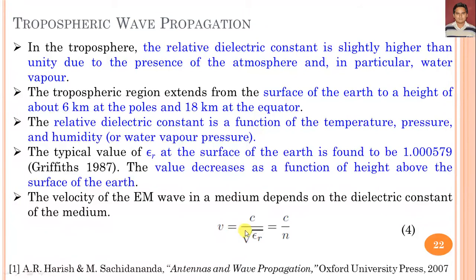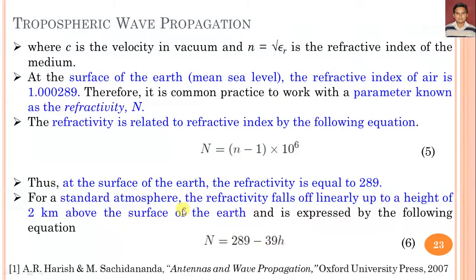V is equal to c upon root of epsilon r, which is equal to c by n. So here you can see the propagating velocity depends on the dielectric constant of the medium. In that case, we can also represent n equal to root of epsilon r, and it is called the refractive index of a medium. n is the refractive index, epsilon r is the dielectric constant, and c is the velocity in a vacuum.